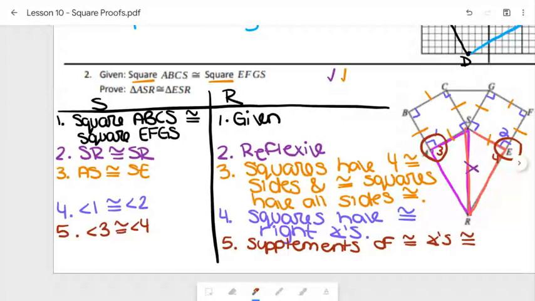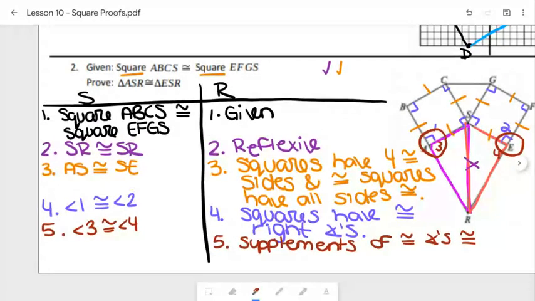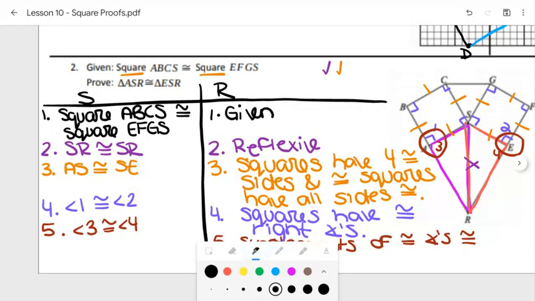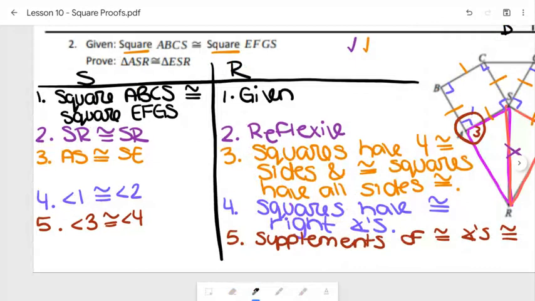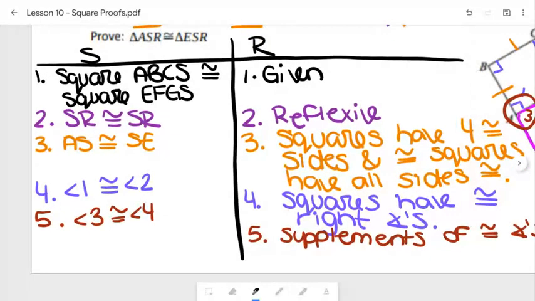So any angle on a line adds up to 180. We also know that they're both 90. Okay, so in here, we know that they're both 90 degrees. And then if I look at my reasoning, if I knew 1 and 2 were 90, I know that 3 and 4 are both 90 degrees.